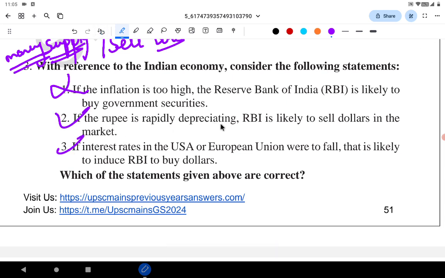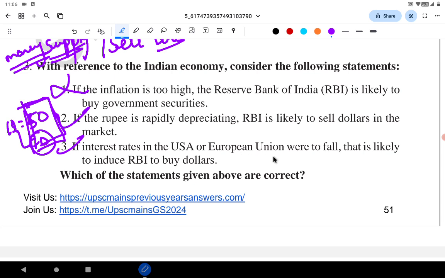If the rupee is rapidly depreciating, the RBI is likely to sell the dollar. See, if the rupee is depreciating, say today $1 is 50 rupees, tomorrow it becomes $1 equal to 70 rupees. The government will start selling. RBI will sell the dollar because then there will be more demand for the rupee. When RBI sells the dollar, the rupee will appreciate with respect to the dollar.